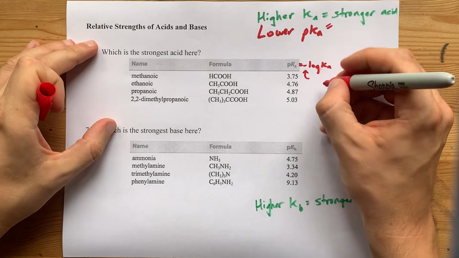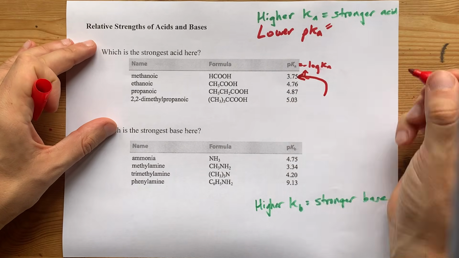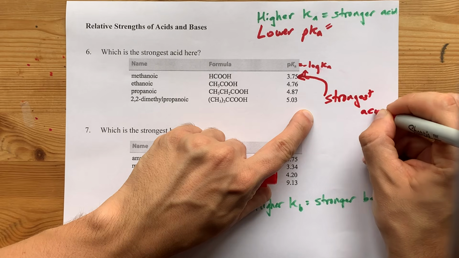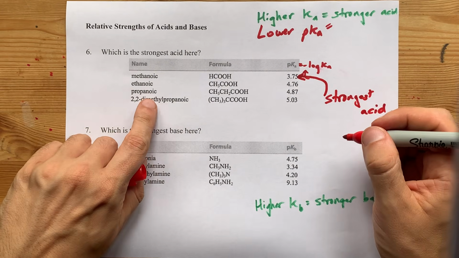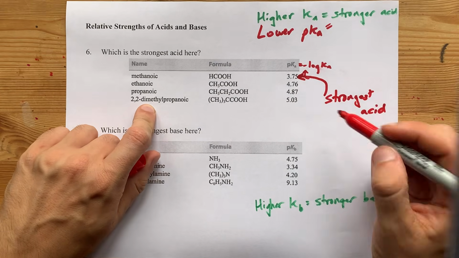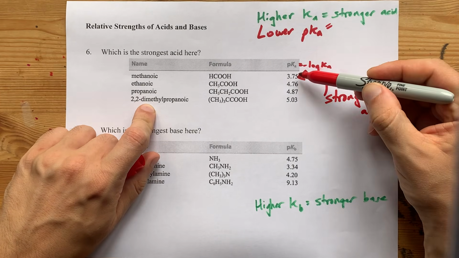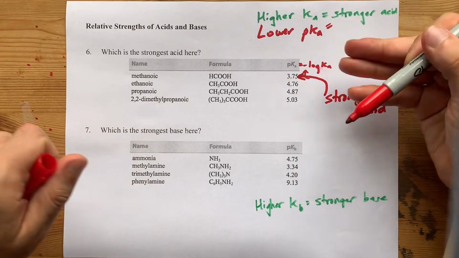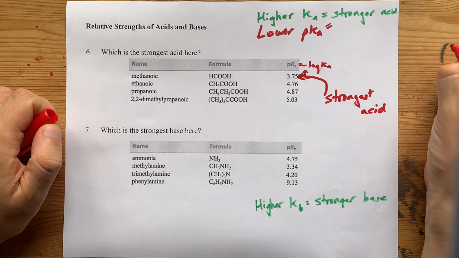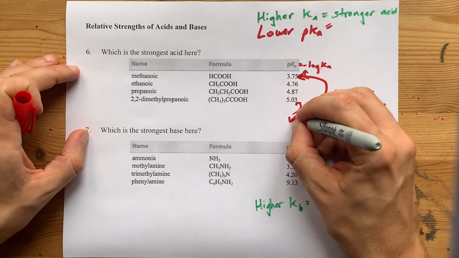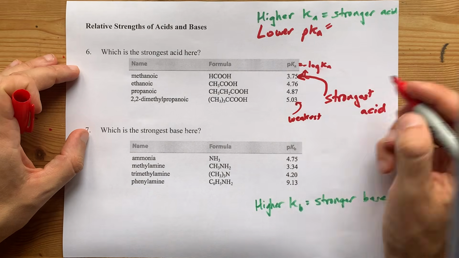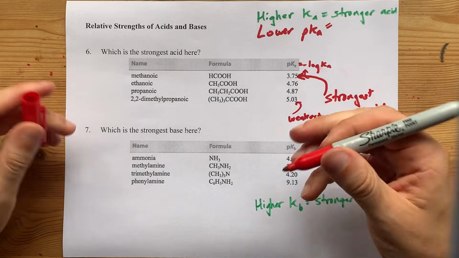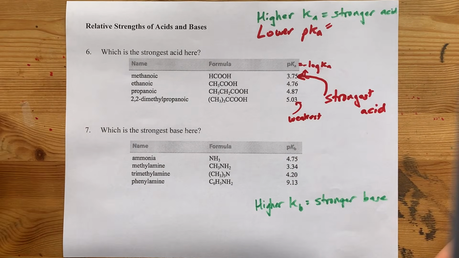What that means is that the lower pKa is the strongest acid here. Of these four, methanoic, ethanoic, propanoic, and whatever this is, you just look at the pKa's. The lower one is the stronger acid. If they'd have given you Ka's, you would have looked for the higher number. Correspondingly, of these four, this is the weakest acid because it has the higher pKa. And you can play that game here as well.